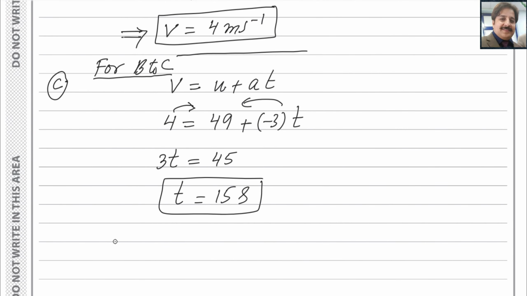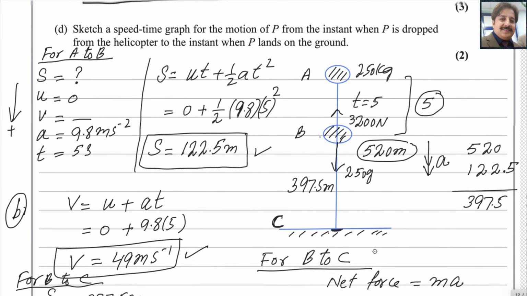Therefore, what is the total time? We will add up these two times. For A to B, the time taken was 5. For B to C, the time taken is 15. So add these two times to get the total time. We will get the answer 20 seconds. So this is the answer for C. Move on. The last part.